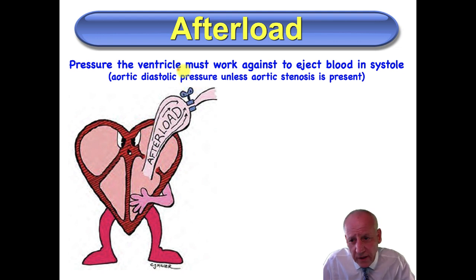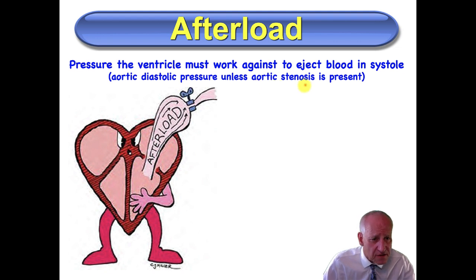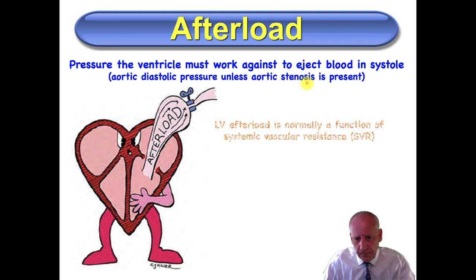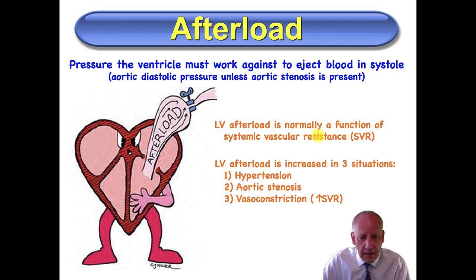tree. And normally we can assume that afterload is aortic diastolic pressure, unless of course aortic stenosis adds an additional resistance to ejection. So left ventricular afterload, like arterial pressure, is normally a function of systemic vascular resistance. Think about 3 situations in which left ventricular afterload is increased: hypertension, of course, aortic stenosis, and vasoconstriction. We'll talk about each one of these.